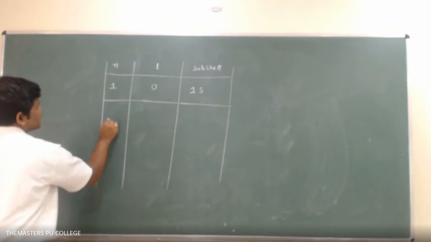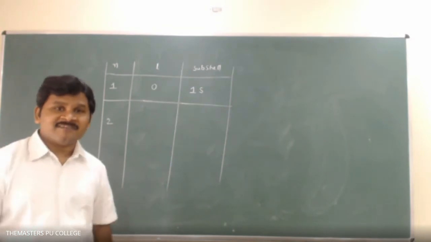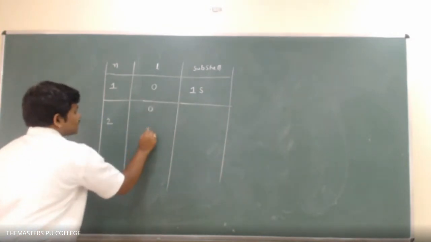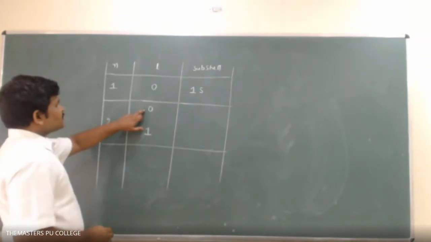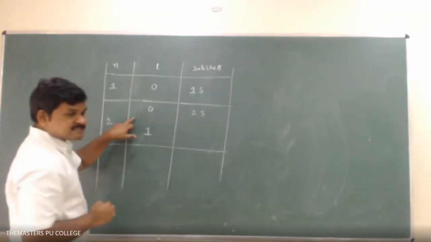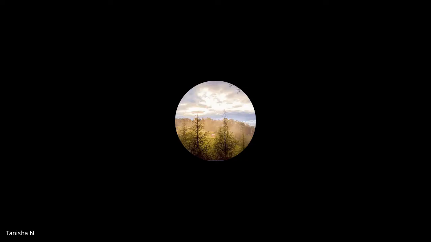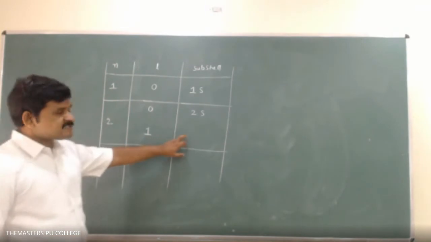Next, n is equal to 2 means 2 L values are possible. What are the 2 L values? One is 0, another one is 1. If L is equal to 0 with n equal to 2, it is a 2s. Then 2p. So 0 means s orbital, 1 means p.